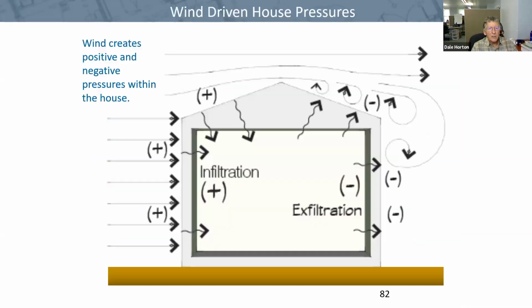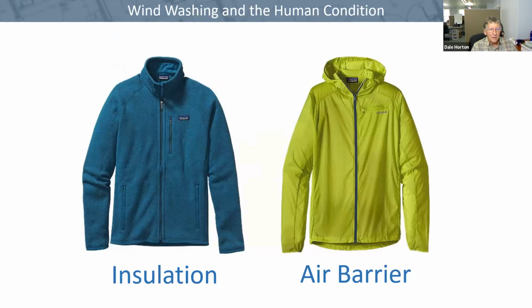Wind can have an effect on the pressure in a building. It can exert positive pressures on the windward side, where you have infiltration, and then the wind itself blowing over the building can create negative pressures outside on the leeward side, and you can have exfiltration on that side. So wind-driven pressures can drive pressures in a building.